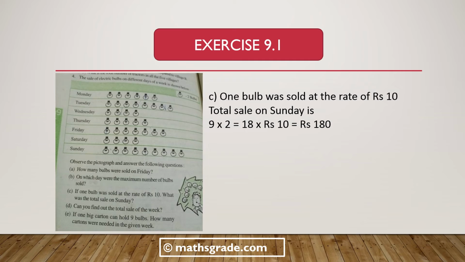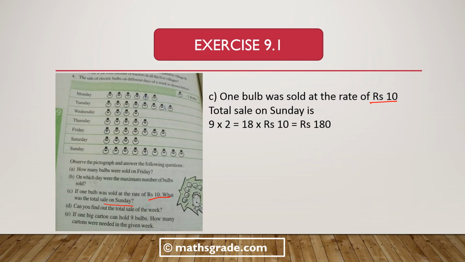Now we solve question number 3, part C. If one bulb was sold at the rate of 10 rupees, what was the total sale on Sunday? One bulb was sold at the rate of 10 rupees. So the total sale on Sunday will be 9.